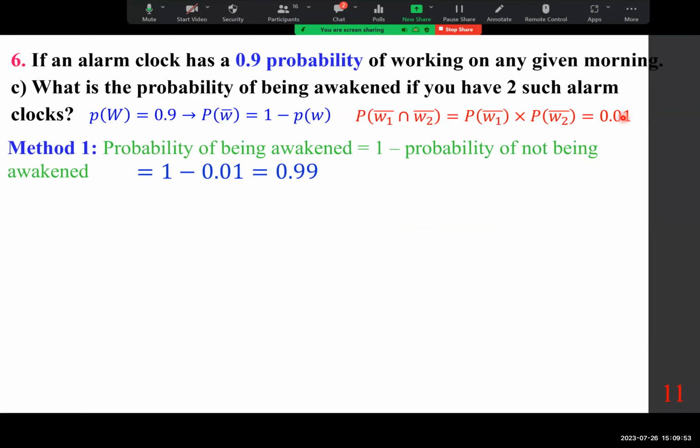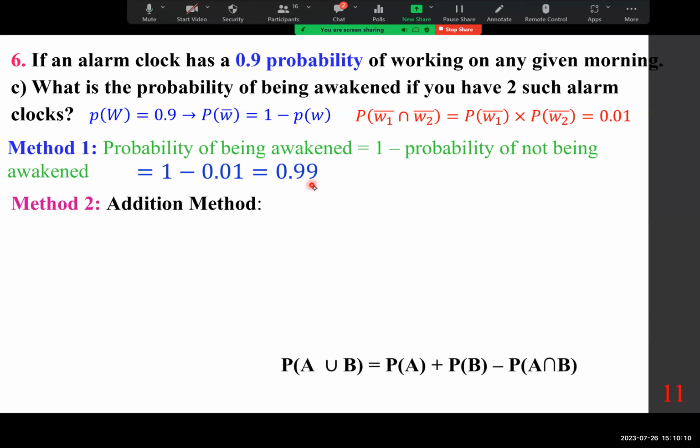There's a 1% chance we won't wake up. There's a 99% chance that it works. I mean, the combination of the alarm clocks will work and we will wake up. That's the concept. Here's the second method. We can use the addition method.